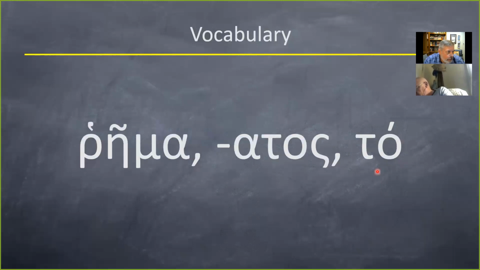Okay, to rhema, rhematos, to, rough breathing. So there's my rho, ma, rhema, rhematos, to. So it's a neuter word, and it means word or saying. Just like in English, we have more than one word that means word. Here it means word or saying.